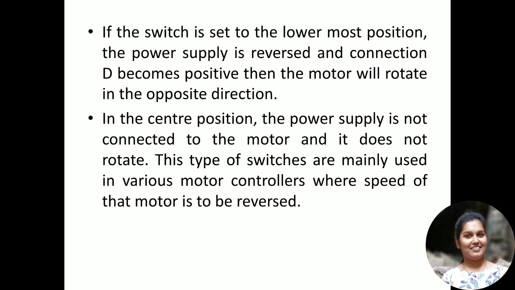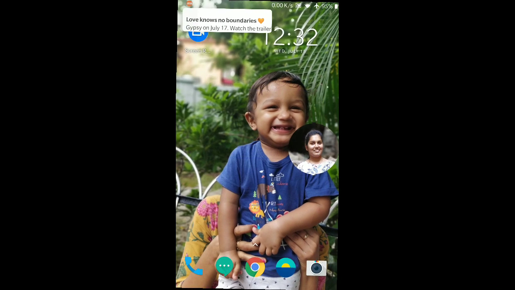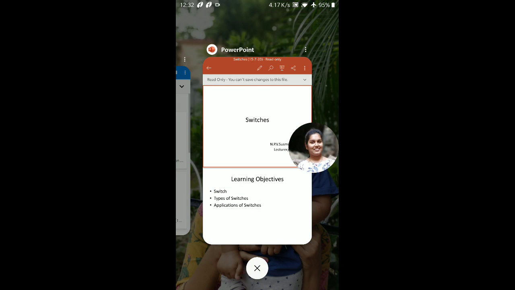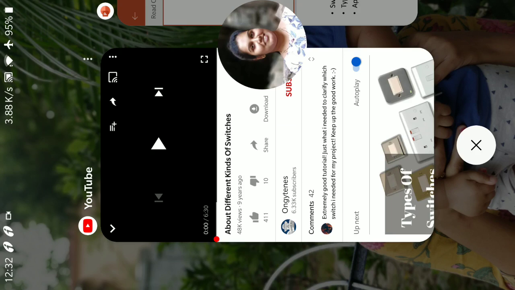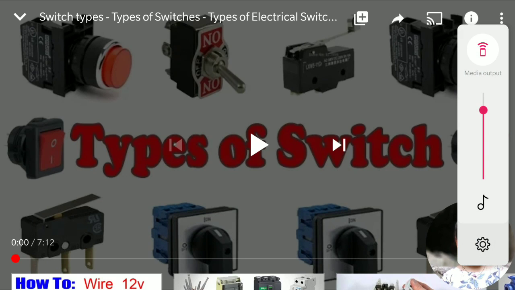Now we'll see one video which shows the different types of switches that are commonly available in the market.